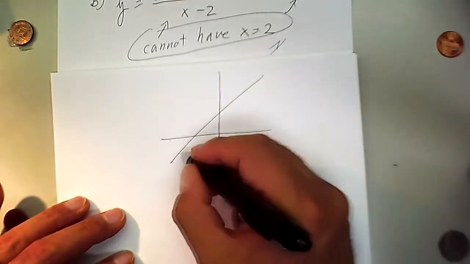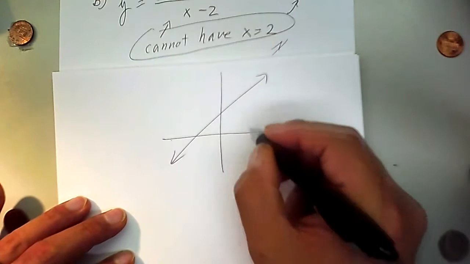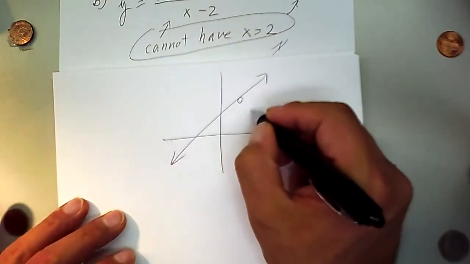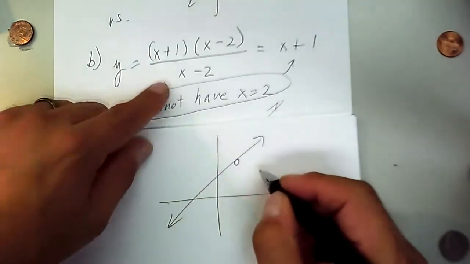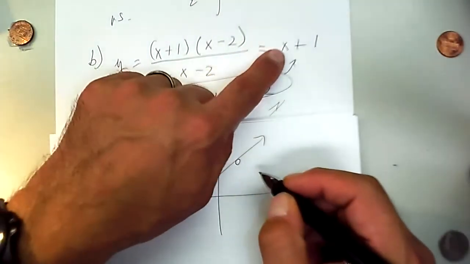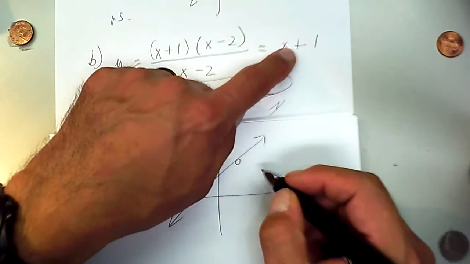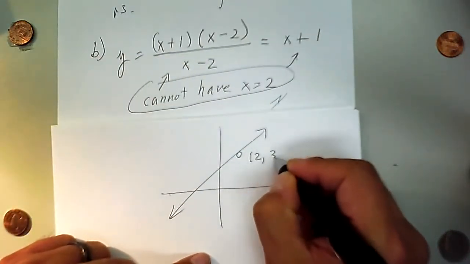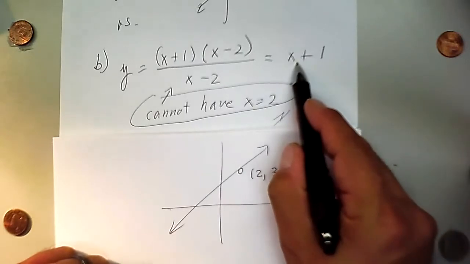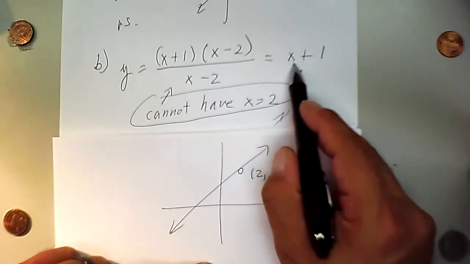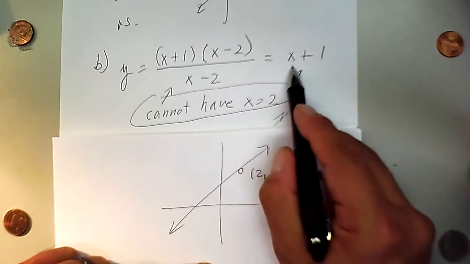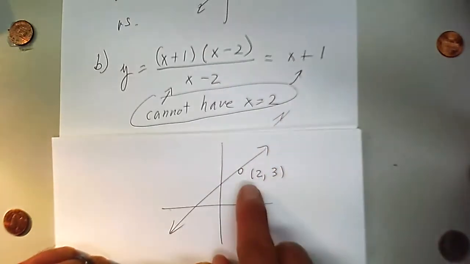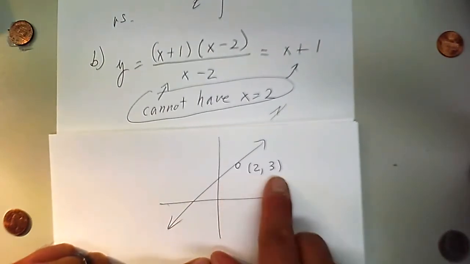So sometimes this is what I do. I draw the picture, and then I draw a hole. So pretend there's a hole there, and the hole will be in the place where, if we were to put 2 here, we would have an output. So the hole happens to be at (2, 3), because if you put 2 in here, we're not supposed to, because 2 is not in the domain, but if we were able to, we would have 2 plus 1, 3, so the hole is at (2, 3).